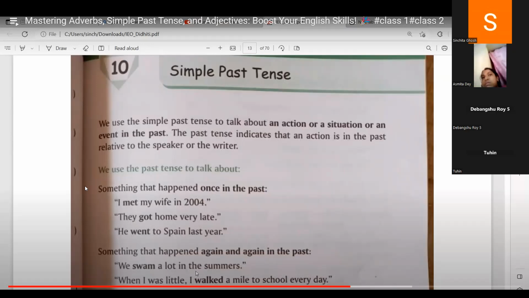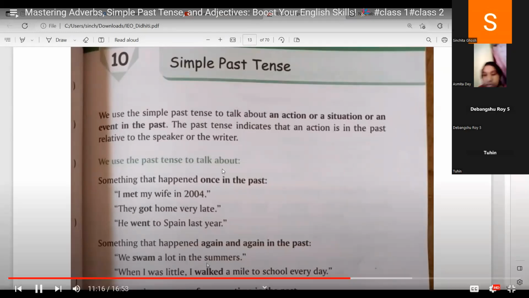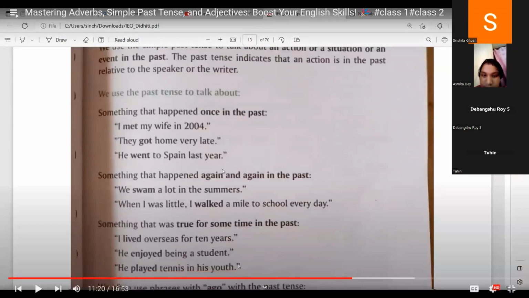So last year what happened? He went to Spain. Excellent. A lot in the summer. So what happened in the summer? Okay, now Ashmita, can you read from here better something?